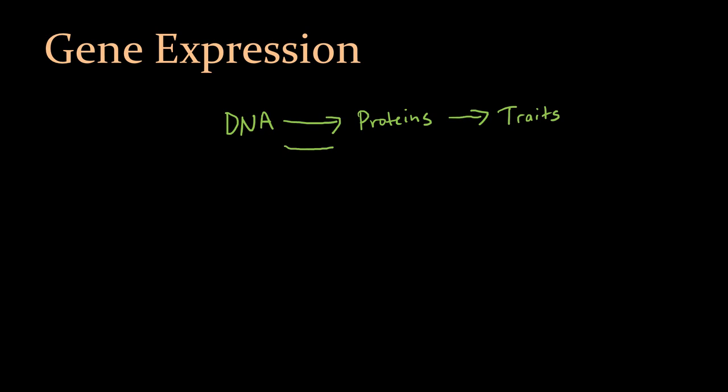You can think of gene expression as an on-off switch. So here's our switch, on, off. If the DNA is actively being used to produce proteins, then the gene is on, and the trait will show up. If DNA does not produce that protein, then it won't produce that trait. So if we switch this gene off, even though the DNA is there, the protein won't be made and the trait won't be there. That's gene expression, turning genes on or off.